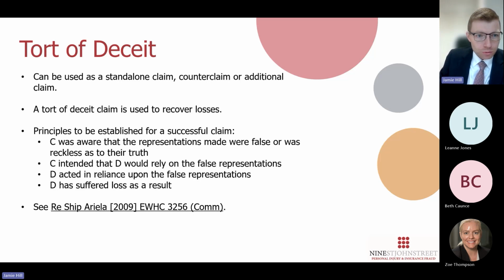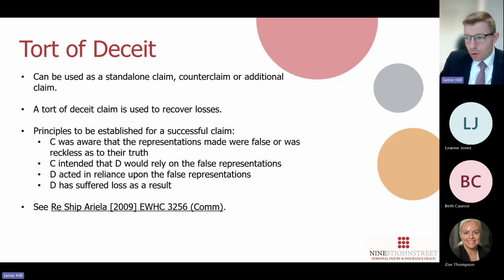It can be brought by a claim form in the usual way, or by way of a Part 20 claim or a counterclaim. Why would you use tort of deceit? Well, you'd use tort of deceit to recover losses or expenses that have been incurred in having to defend or meet a fraudulent claim as part of a fraud ring or otherwise. On the screen now are the key principles that need to be established for there to be a successful claim. I'll run through them very briefly, but you can see them on the screen.